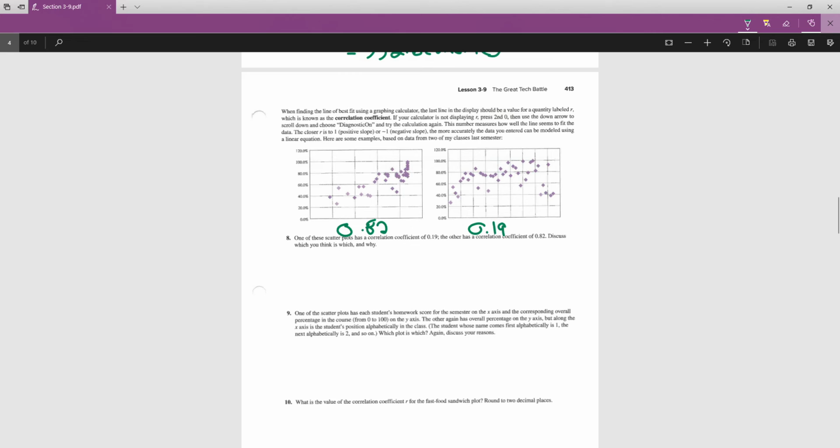So the graph on the left, do you think that is the one that compares homework score to grade or last name to grade? Probably homework score. I think homework score would be correct. I don't think your last name is going to say a whole lot of how you're going to do in the class unless you're sitting in the back of the room. The graph on the right is probably the one that has to do with last name.